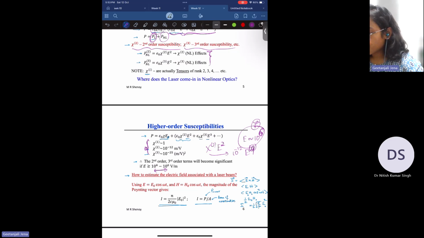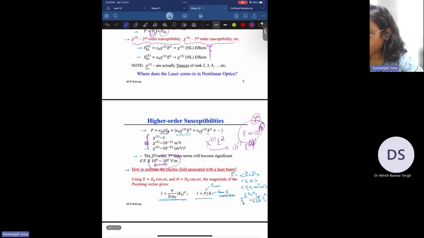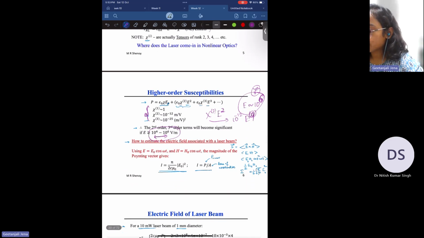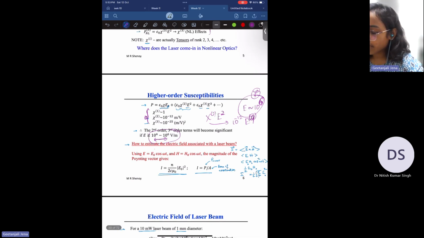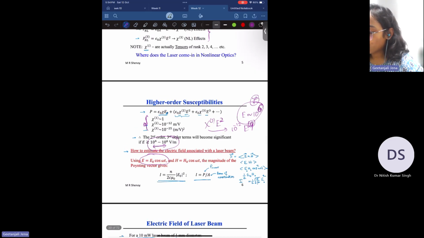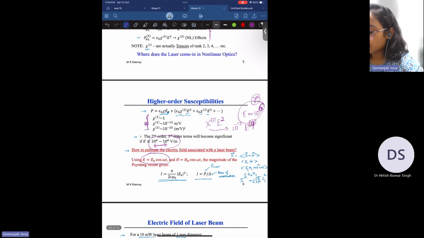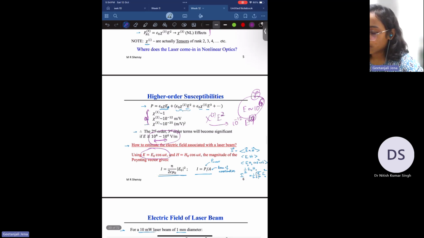Okay. So for nonlinear effect to dominate in the system, we need the electric field to fall in this regime. And how is the electric field of the laser beam related to the electric field? To estimate it, we know that this is the expression for a monochromatic laser beam at a point z equal to 0. And for this electric field, the magnetic field can be represented by S0 cos omega t.